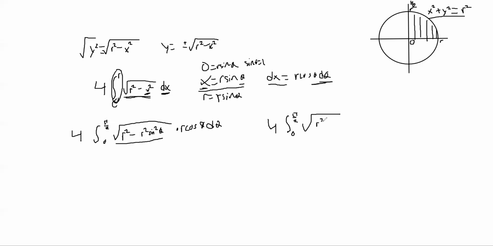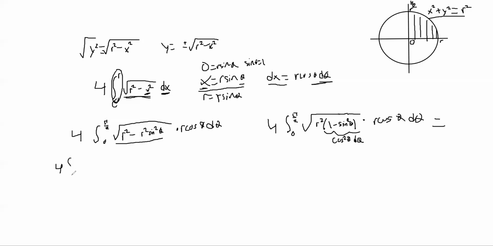R squared times 1 minus sine squared theta times r cosine theta d theta. And if you remember one of your trig identities, 1 minus sine squared is actually equal to cosine squared. So just like that, we've simplified this integral even more, and you can probably see where this is starting to go, but I'll write it out.